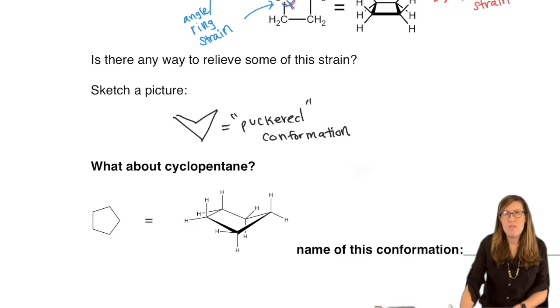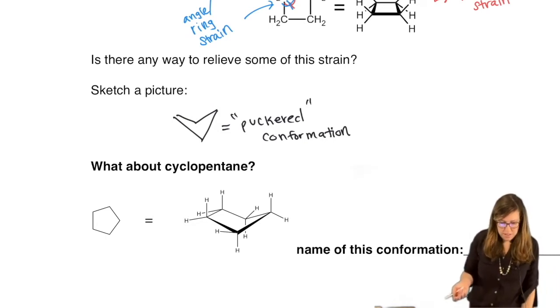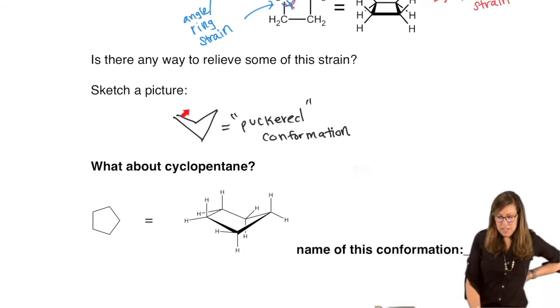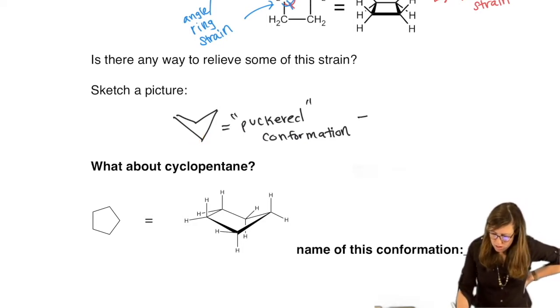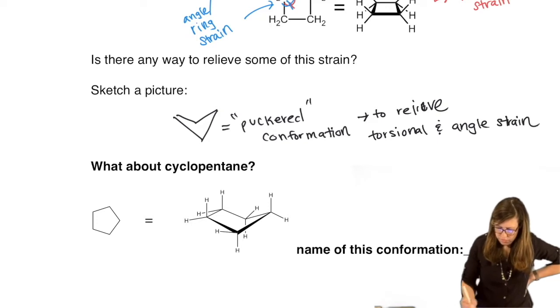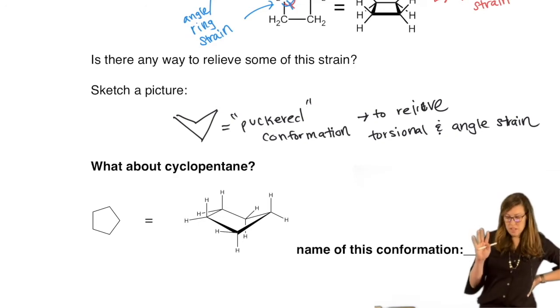Why does it do that? Well, first of all, it changes the bond angle. So it increases it slightly, and it takes away, look at how it's not in the plane. Therefore, the H's can no longer be perfectly eclipsing. To relieve torsional and angle strain. So that's the 4-membered ring.